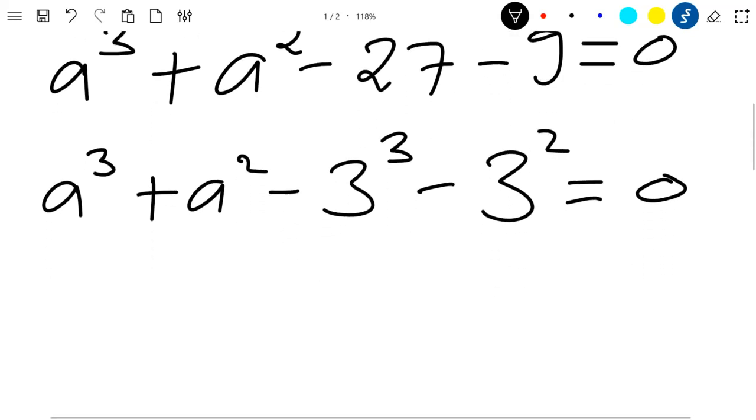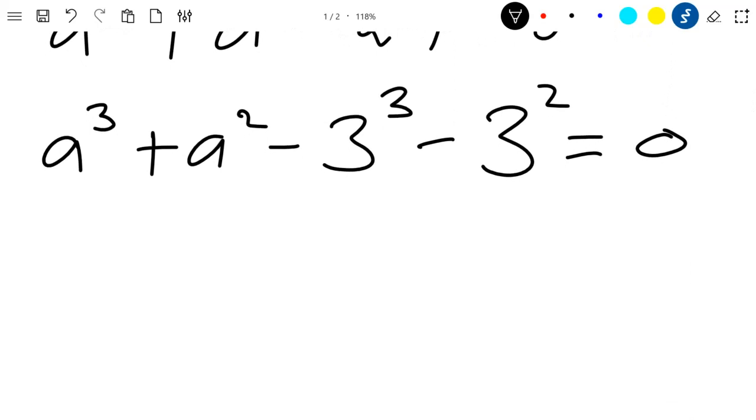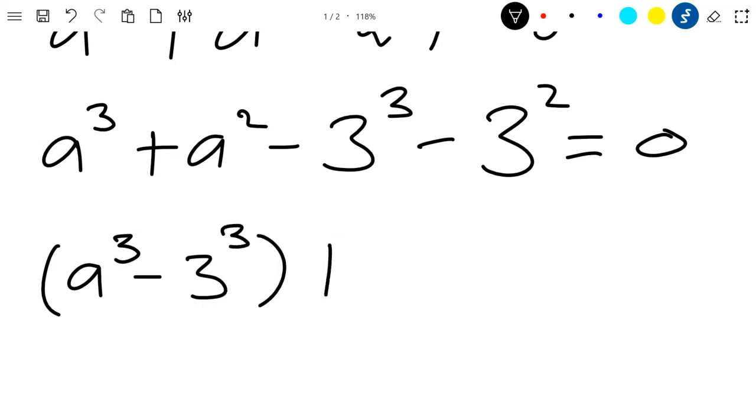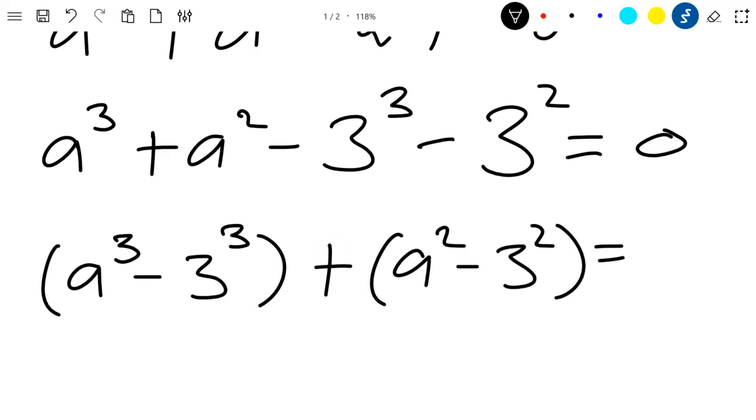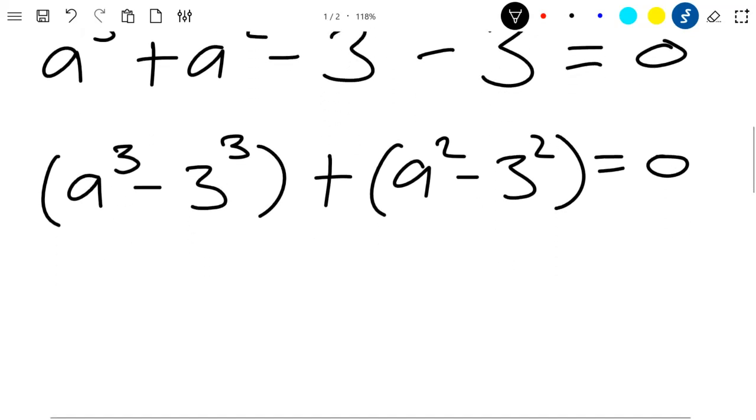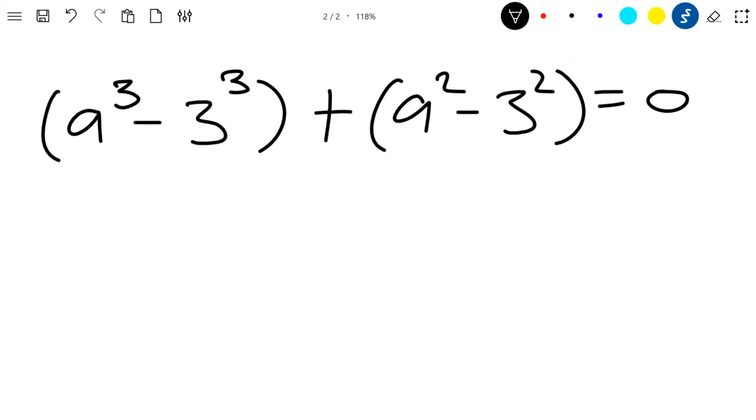We have this. Now let's group the terms which are power 3. So we have here a^3 - 3^3, plus a^2 - 3^2, equal to 0. Okay, now we have this.